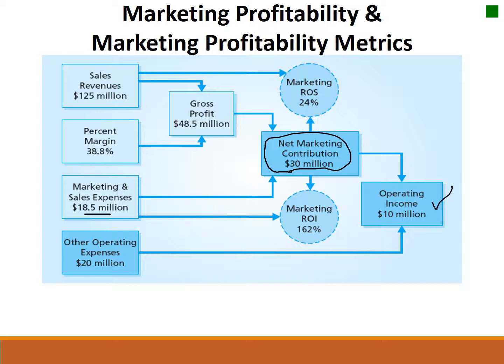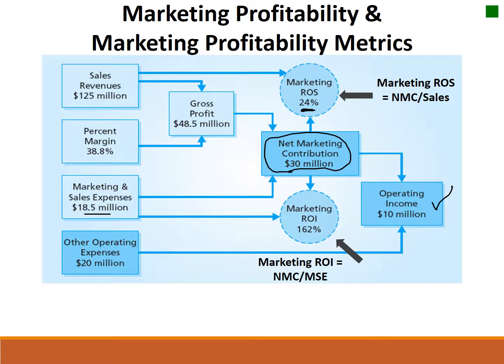But the other thing that we can do here, which is super beneficial, is we can calculate our marketing return on sales. To do that, we simply divide our net marketing contribution by sales. So we have 30 million divided by 125 million, which yields us 24%. So 24% is the effectiveness rate of our marketing activities and how we contributed to sales from the marketing unit.